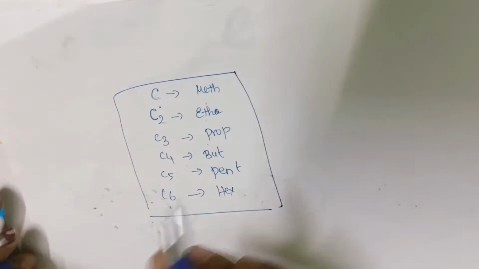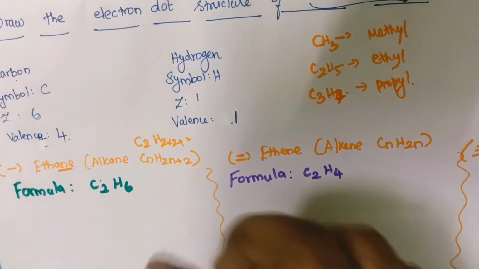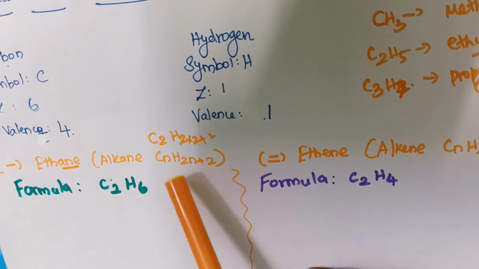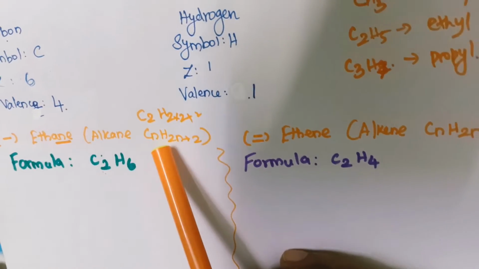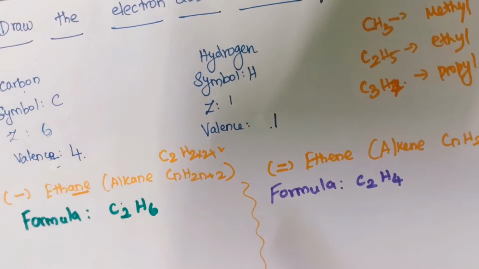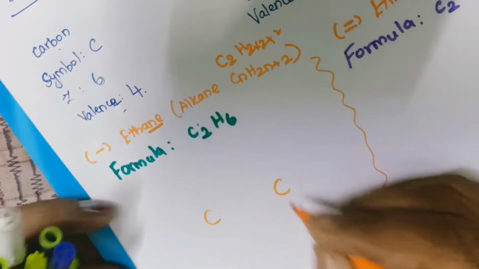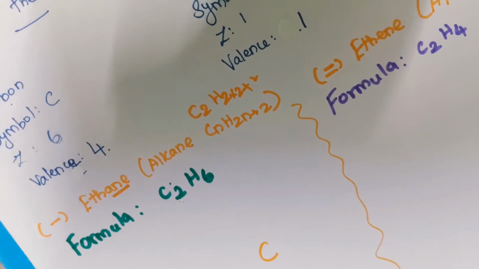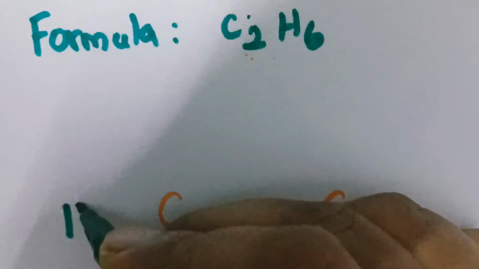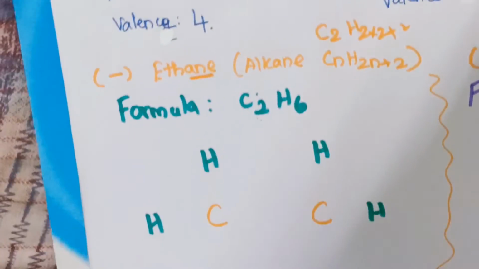For eth, how many carbons should be there? 2 carbons. What is the general formula for the alkane? The general formula of the alkane is CnH2n+2. I substitute 2 in the place of n, so C2H(2 into 2 plus 2), which is C2H6. How many carbons are there? 2 carbons. How many hydrogens? 6 hydrogens. So I am going to write 1, 2, 3, 4, 5, 6.